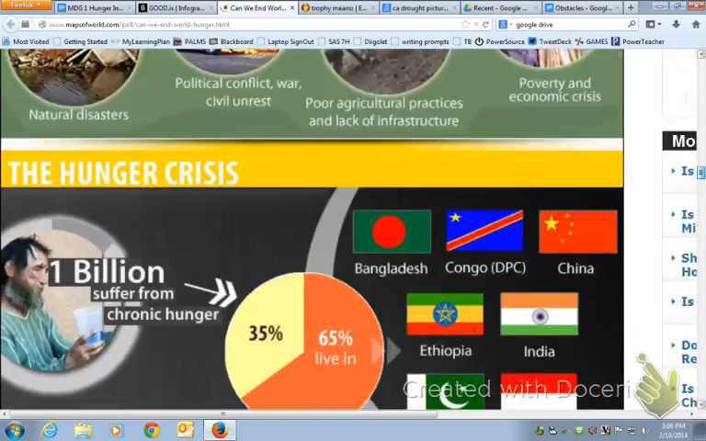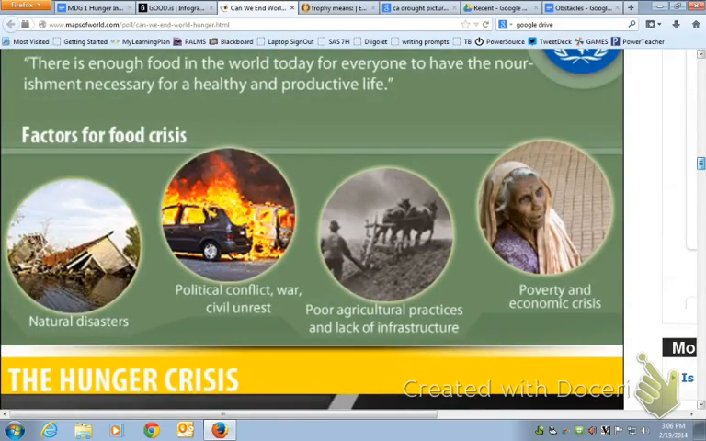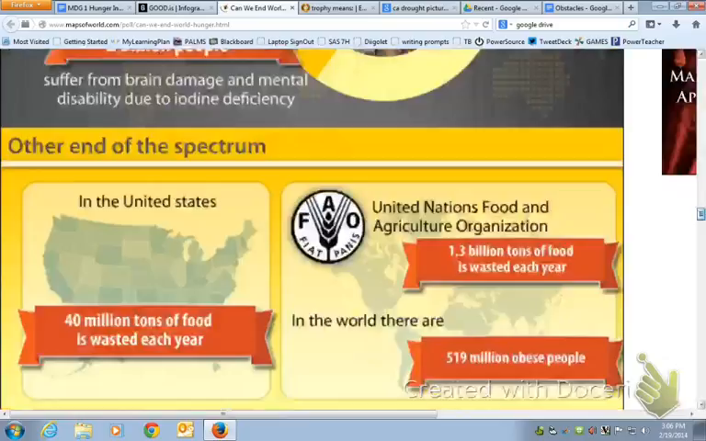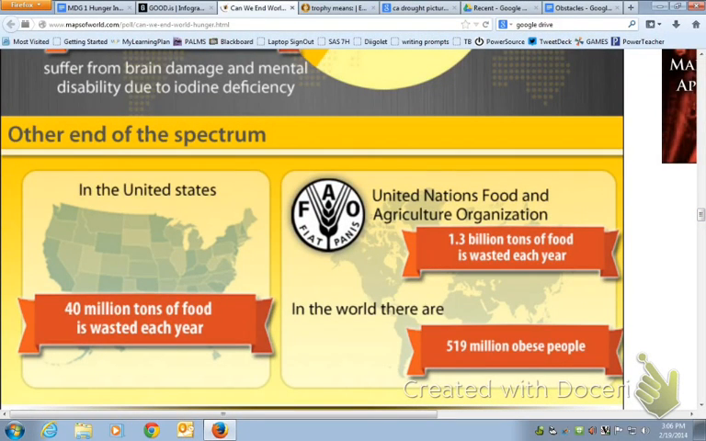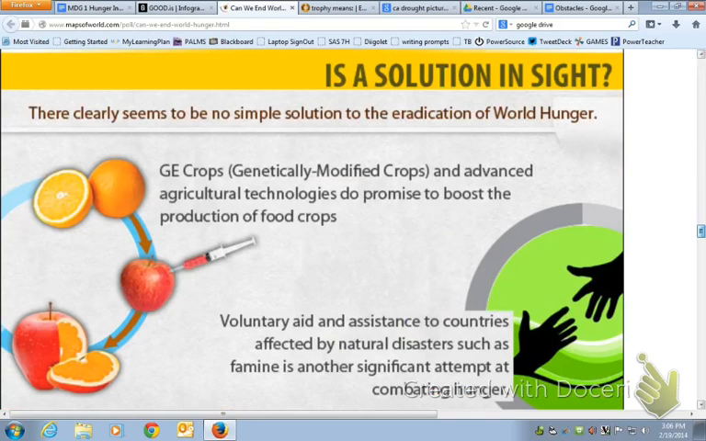But we just went over these 4 factors of hunger. So moving forward, we just reviewed again that in the United States, the argument is that in a year, 40 million tons of food is wasted. So quick fact. Now this part really kind of stood out to me.